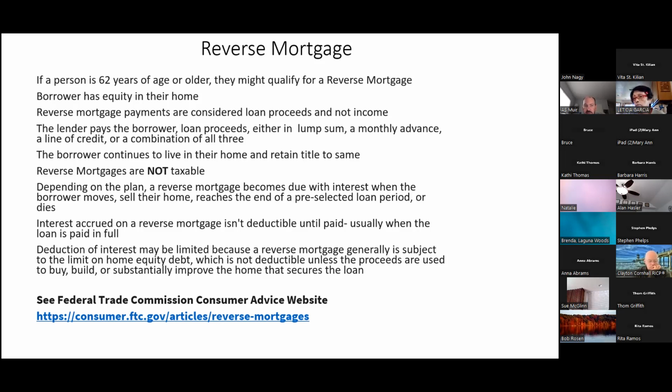And then the bottom item, the last item, talks about deduction of interest. And we know generally you can deduct interest on your home mortgage. That's the general rule. There's many exceptions. And the takeaway here is your deduction of interest may be limited because a reverse mortgage is subject to the home equity debt rules, which are not deductible. And so what I would do, again, I don't profess to be an expert on reverse mortgages, but if someone comes in and says, hey, we've paid some interest on this, then I would ask them a number of questions and I would jump into that IRS publication that talks about the home mortgage interest deduction.